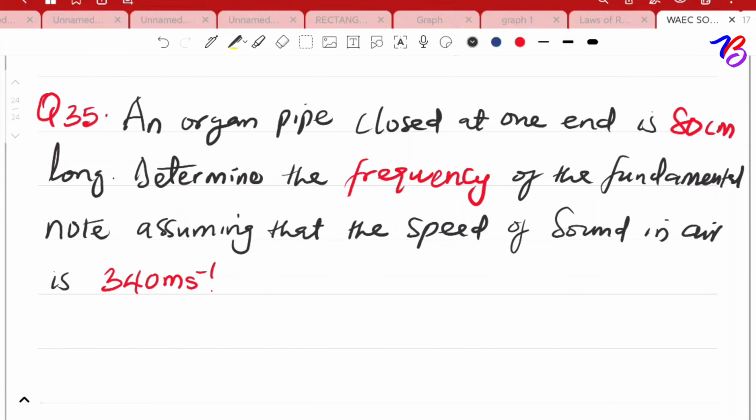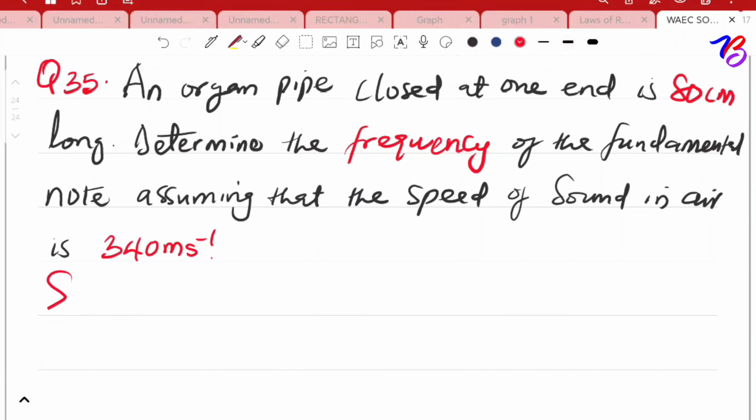Next question. An organ pipe closed at one end is 80 centimeters long. Determine the frequency of the fundamental note, assuming that the speed of sound in air is given to be 340 meters per second. So solution.